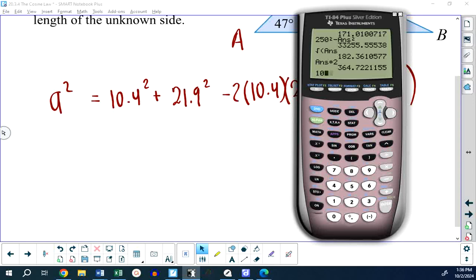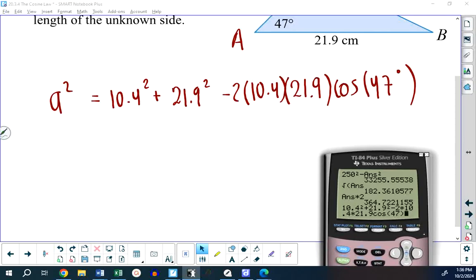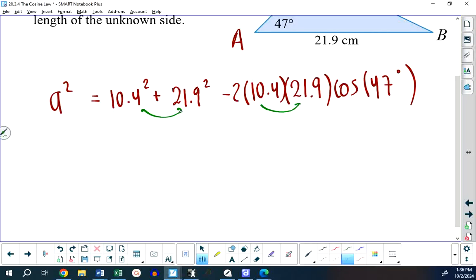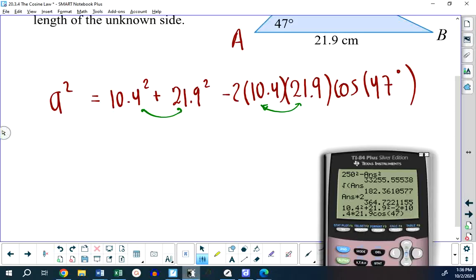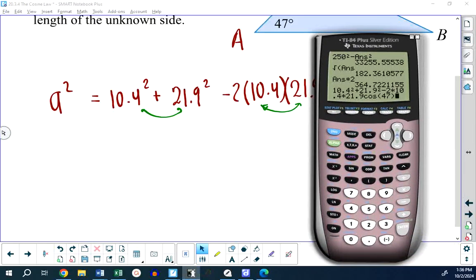So we just go 10.4 squared plus 21.9 squared minus 2 times 10.4 times 21.9 times cosine of 47. I'm forced to use a set of brackets around that angle. And I hope it's clear before I hit equals that the order doesn't matter anywhere here. Like I could have 21.9 squared plus 10.4 squared and then the rest the same. It doesn't matter, because the order in which you add or multiply makes no difference. Double check it all, I hit enter.